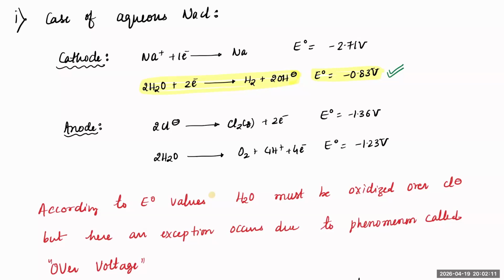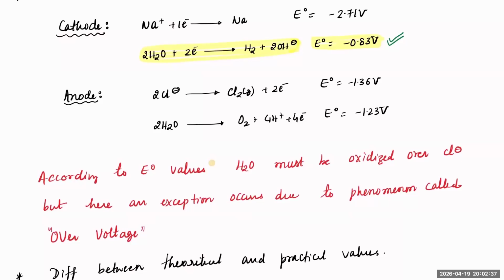That's why, everybody, if you want to extract these group 1, group 2, and aluminium metals, aqueous solution is never the preferred solution. Because the minute you take aqueous solution, none of these ions will get reduced. Instead, water will compete with them and water will win over them. Clear, everyone?